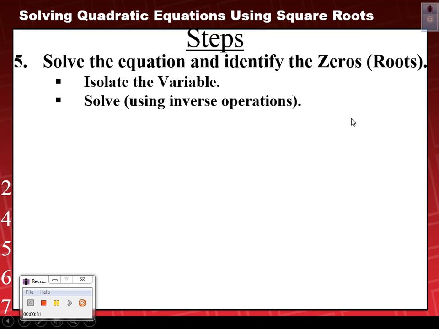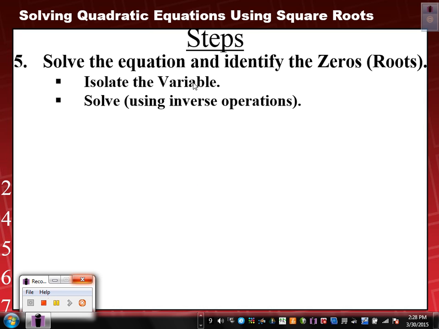We do need to write some steps. Write these steps down, please. And notice it has a 5. That's on purpose because later on we're going to do one problem that has everything embedded in it. This is the 5th step of the whole thing. So just write 5 and then write solve equations and identify 0 roots. The 2 steps that we're going to use today are isolate the variable and solve using inverse operations. Copy that, please.